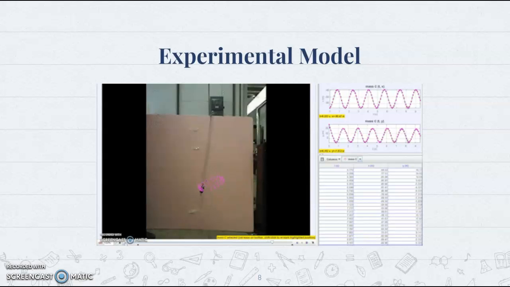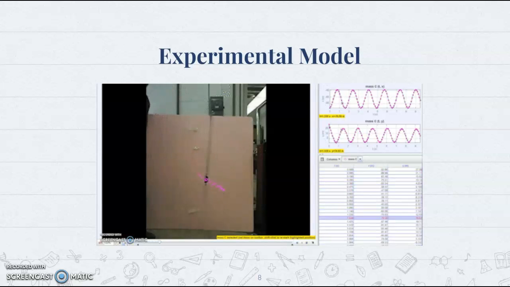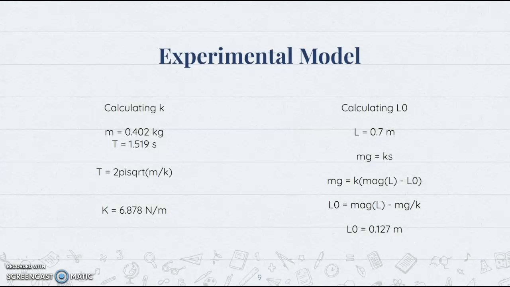I inputted a video into Tracker and plotted its motion over time. As time progresses, you can see the graphs of the x and y positions of the object start to develop into sine and cosine graphs. I then used the data gathered from Tracker to calculate k and L naught, which turned out to be 6.878 newtons per meter and 0.127 meters, respectively.